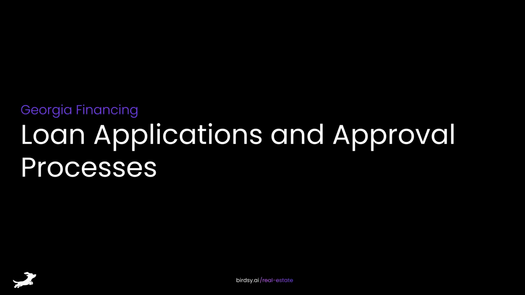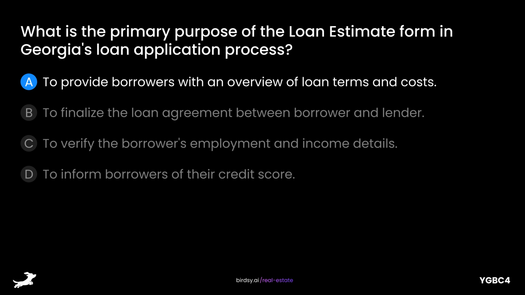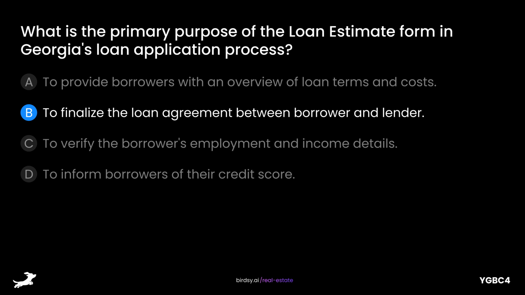Loan applications and approval processes. What is the primary purpose of the loan estimate form in Georgia's loan application process? Is it A. to provide borrowers with an overview of loan terms and costs, B. to finalize the loan agreement between borrower and lender, C. to verify the borrower's employment and income details, or D. to inform borrowers of their credit score? The answer is A. to provide borrowers with an overview of loan terms and costs.